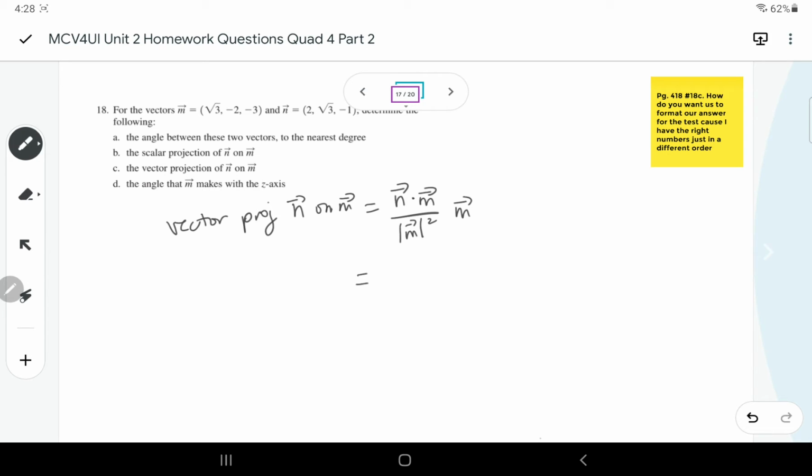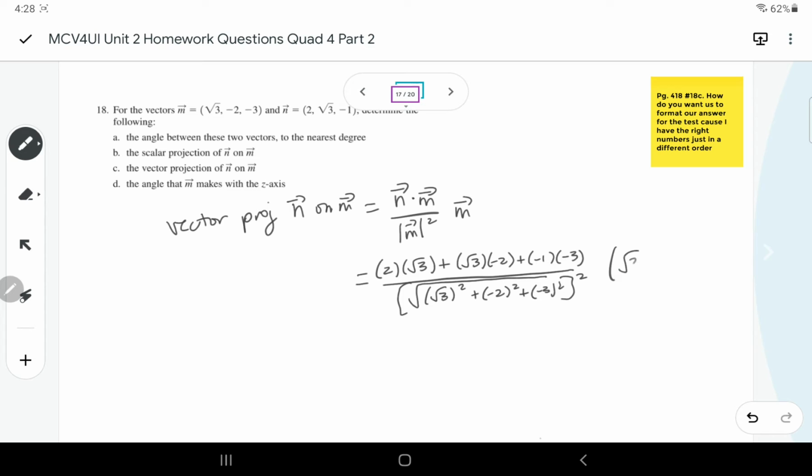So here I would do my dot product. I've got 2 times root 3 plus root 3 times negative 2. Oh, that's kind of nice. Plus negative 1 times negative 3 over the square root of, and here's where we get the magnitude of m squared. So it's root 3 squared plus negative 2 squared plus negative 3 squared. And then this whole thing is squared, the magnitude squared, times vector m, because that's what we're projecting on. So root 3, negative 2, negative 3.